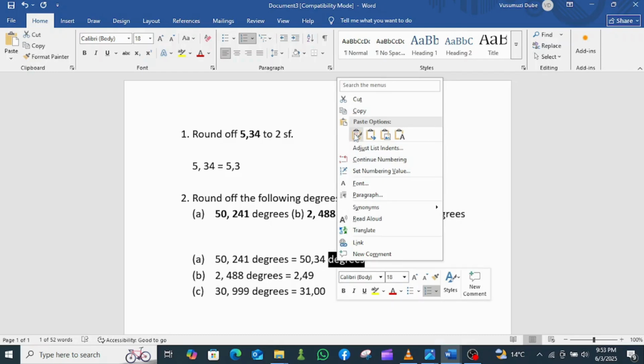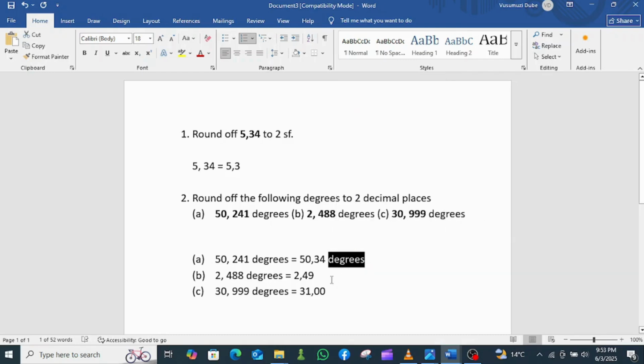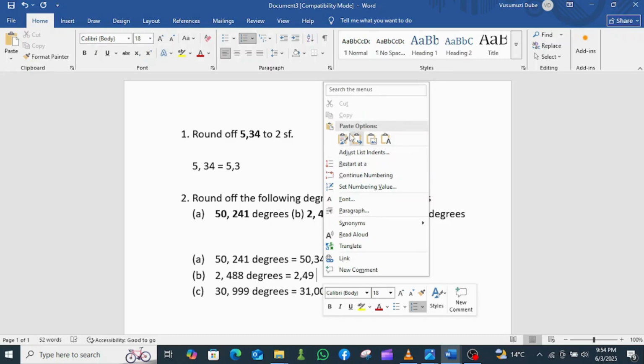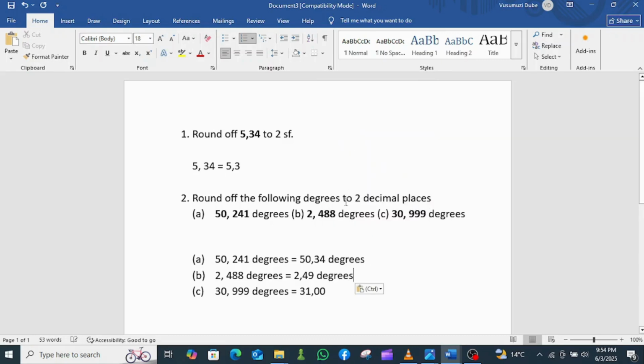Rounding off number 2 to 2 decimal places, I will count 2 numbers after the comma. 1, 2, and I look at 8. It's greater than 5, so I add 1 to the next digit, and the answer is 2,49 degrees.